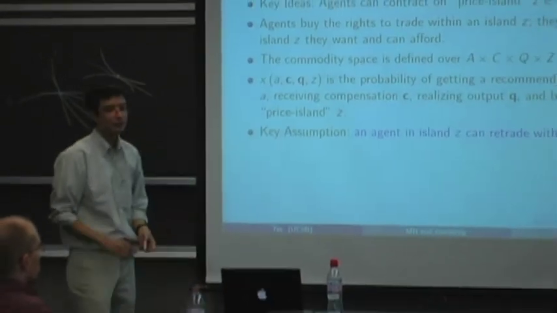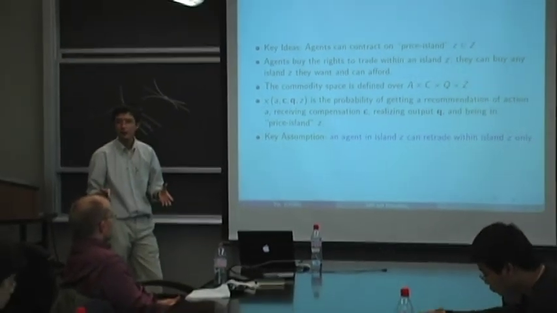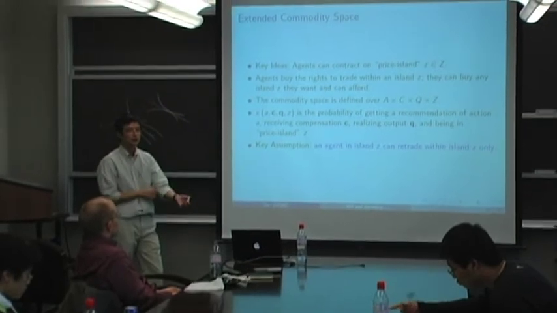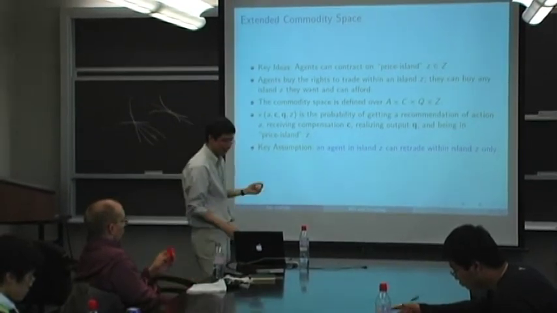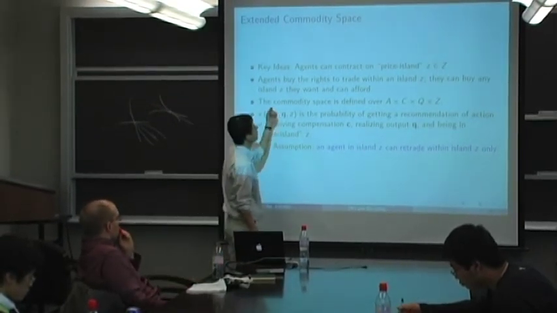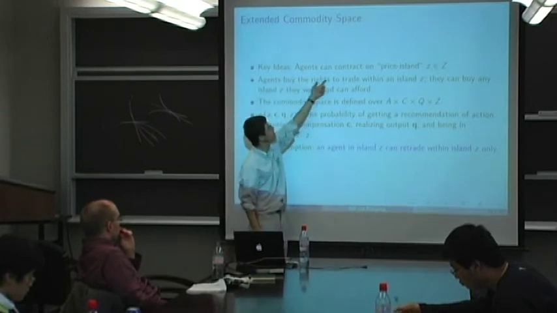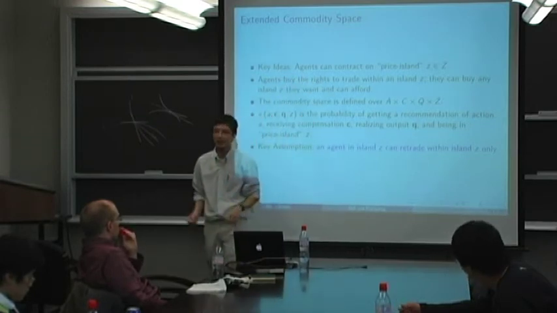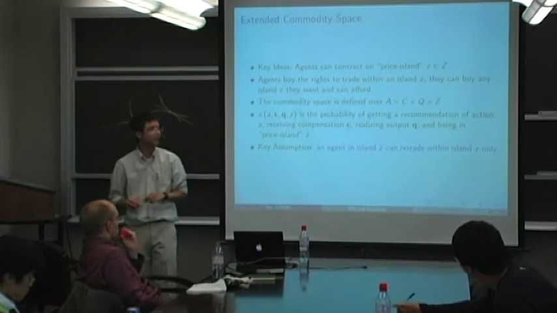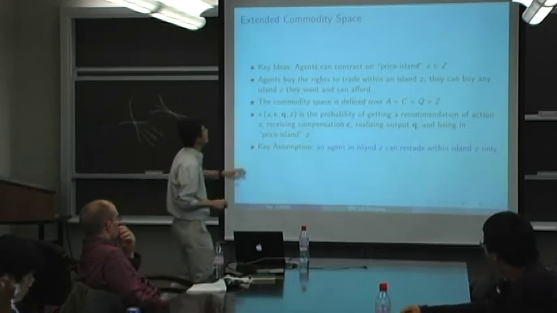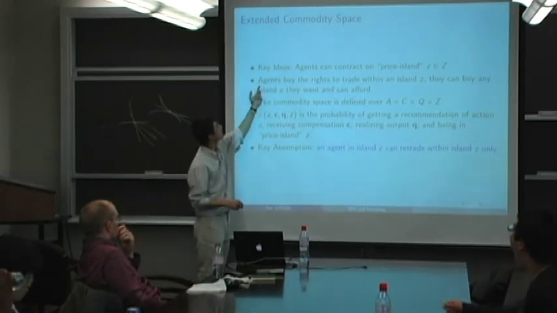Okay. Now, if you have no question, I'm going to move on to the solution. So the solution is going to be, as I just said, I'm going to treat Z as a commodity. So that means I'm going to let the agent be able to contract on this Z. I'm going to call it a price island. There's a reason for that. But let me tell you first what the agent will do.